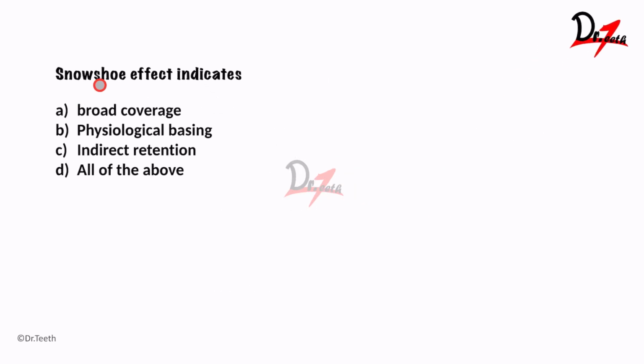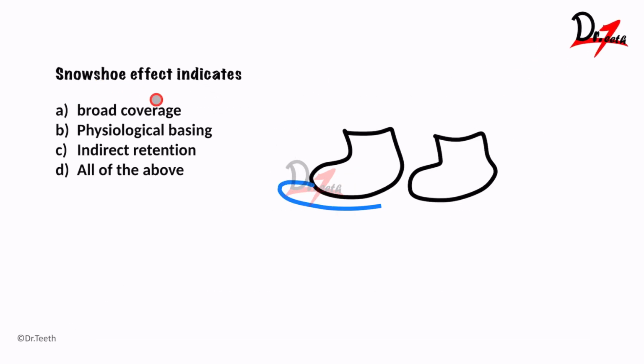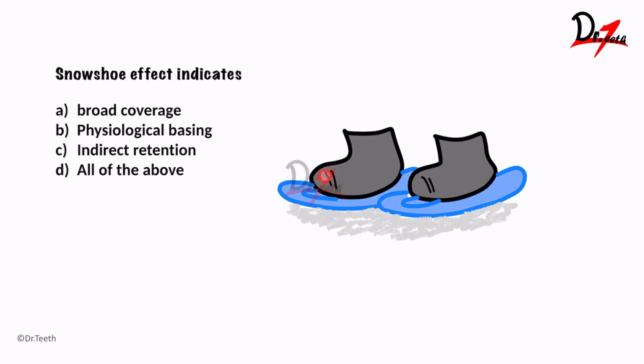The next question is snowshoe effect indicates. So here we have our snowshoe. Now as you can see here, these shoes have a broad base, right? Why? Because we want to dissipate the forces that are acting on the snow so that the leg of the person does not sink inside the snow, right? So obviously we got the answer here. It indicates broad coverage.